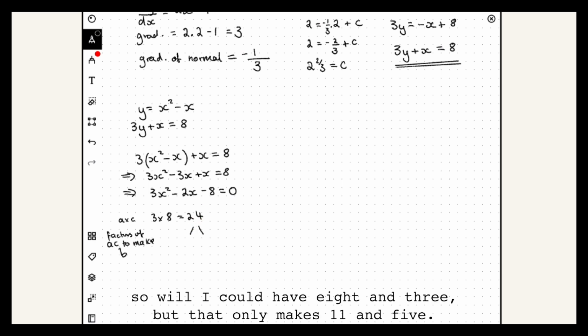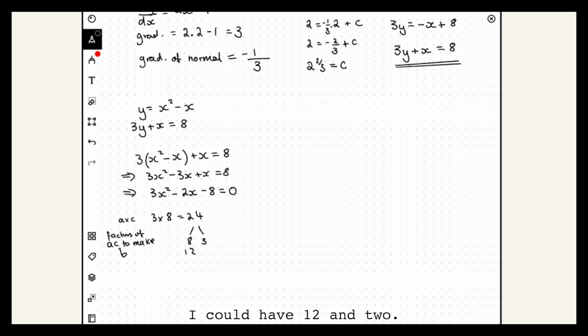So I've got, well, I could have 8 and 3, but that only makes 11 and 5. I could have 12 and 2, but that only makes 14 and 10. I could have 6 and 4. Aha, that can make minus 2 because I could have minus 6 plus 4.